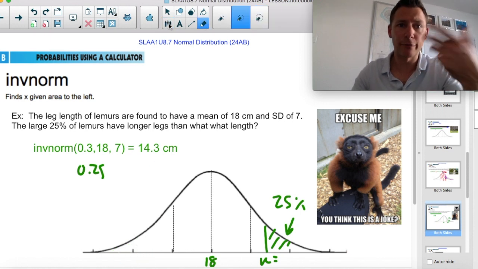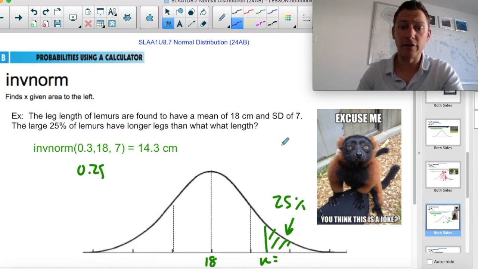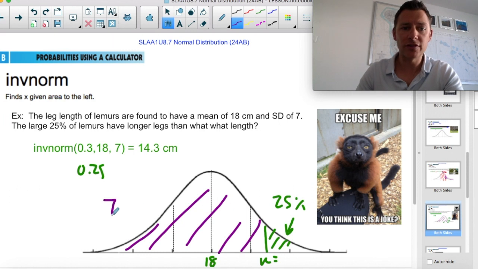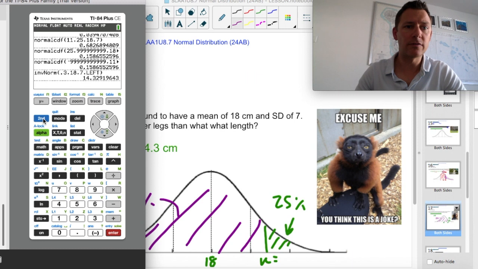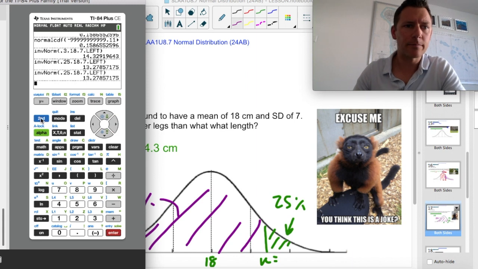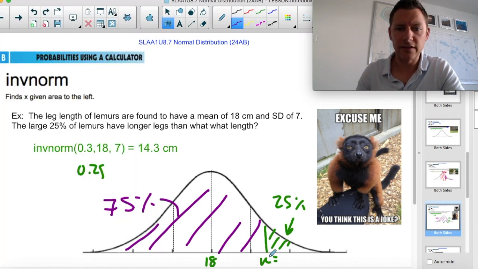So sometimes you have to front load these problems and say, okay, well if this is 25%, then I need the opposite, which is 75%. And you plug that into your calculator, and you'd say, boom, I want this, but with 75. Yeah, 22. Okay, so this is 18. We should be above 18, so 22 makes sense.